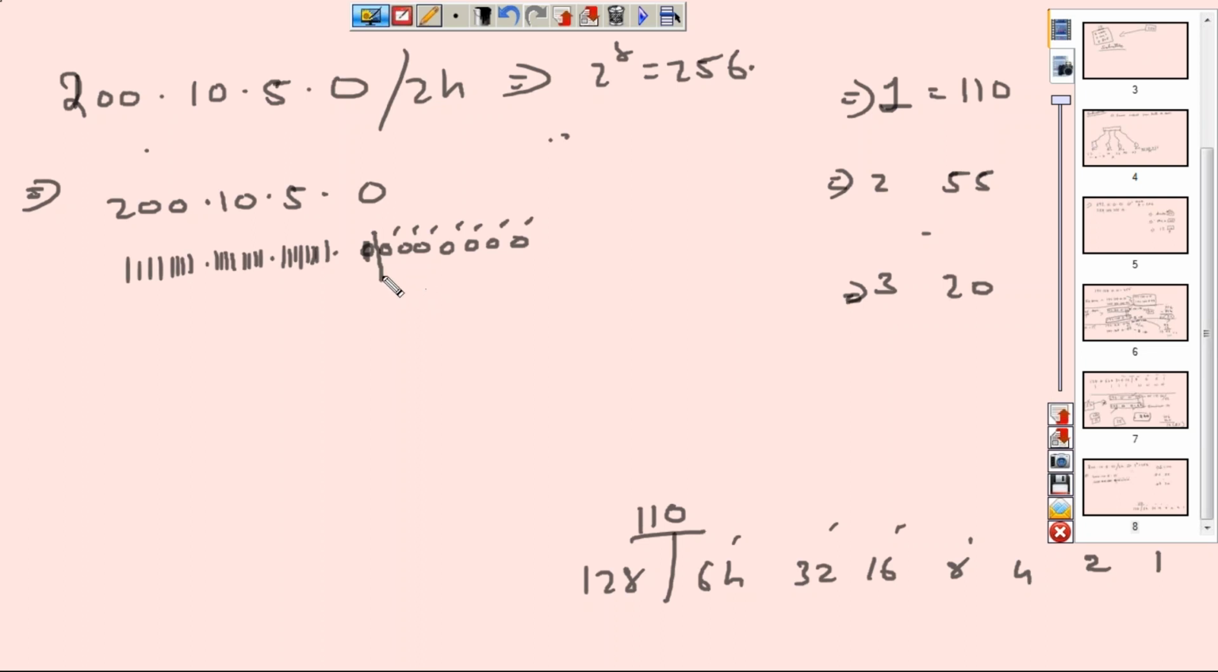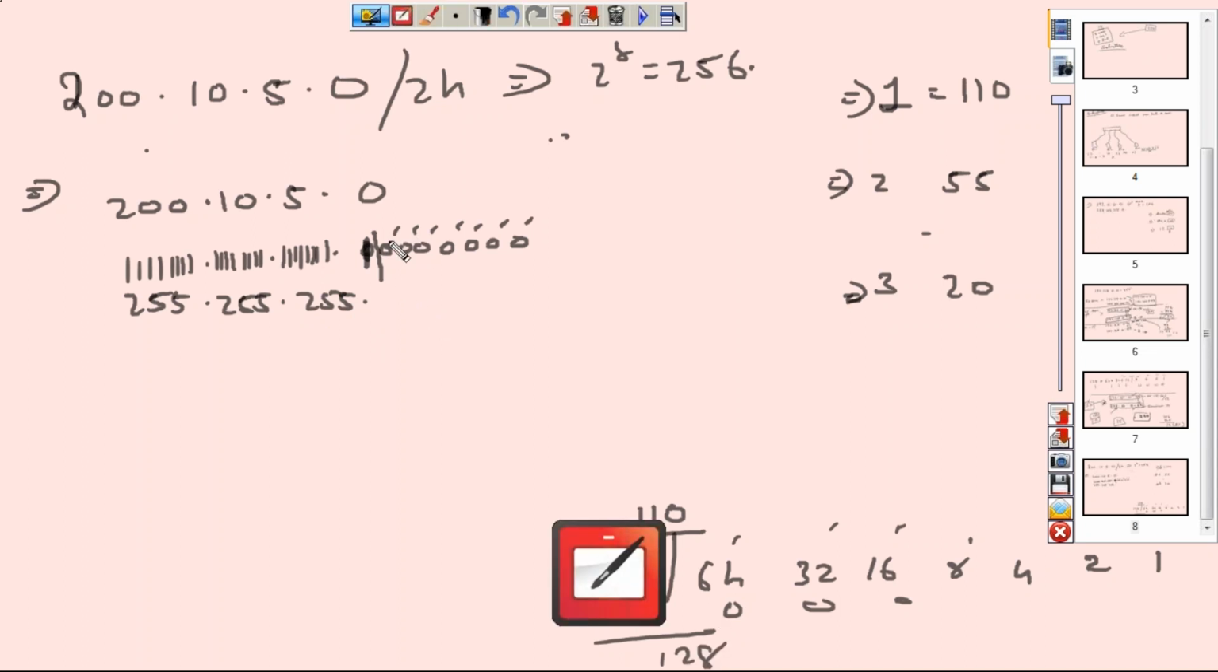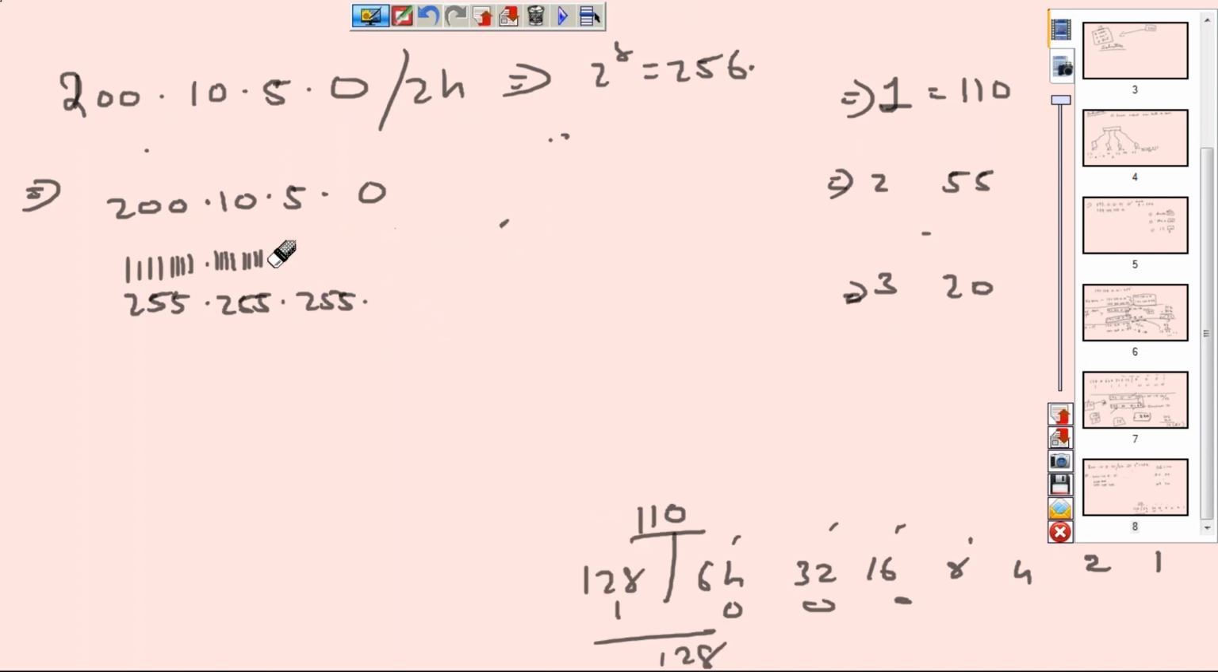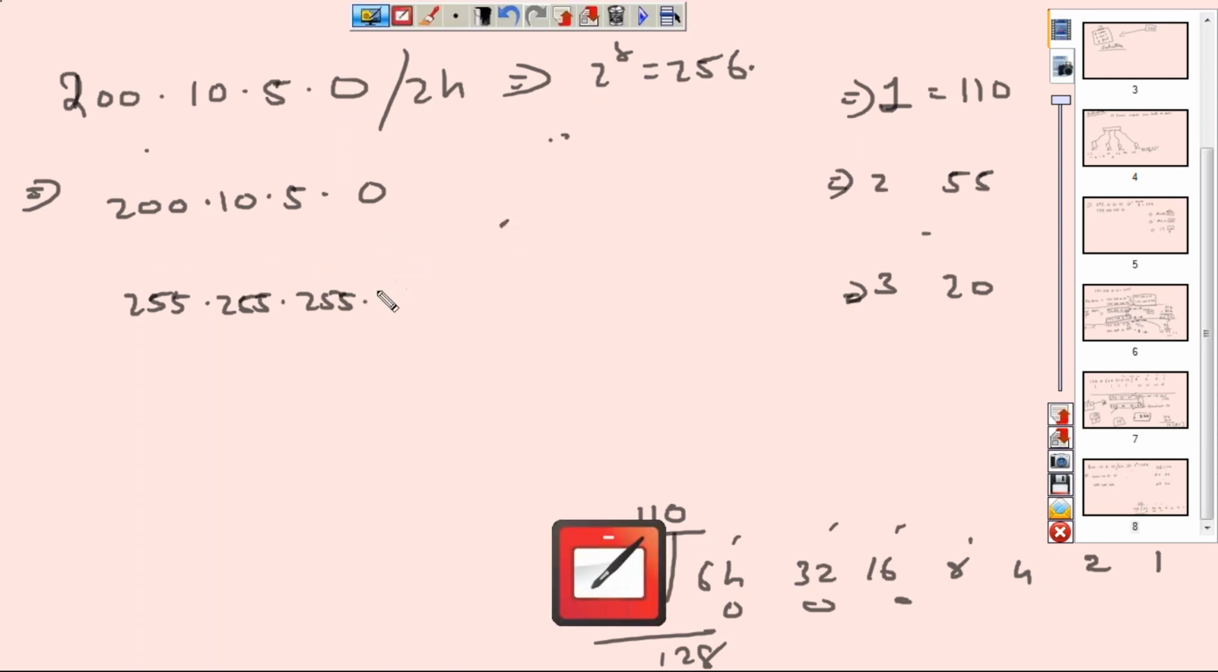Let's convert this back to decimal. That is 255, we know that. That's 255, that's 255. What is this one? That's a simple 128. So that would mean our new mask is 255.255.255.128. What do we do next?